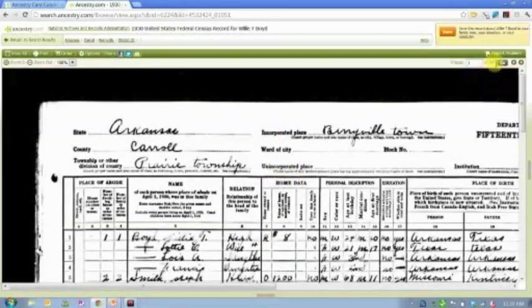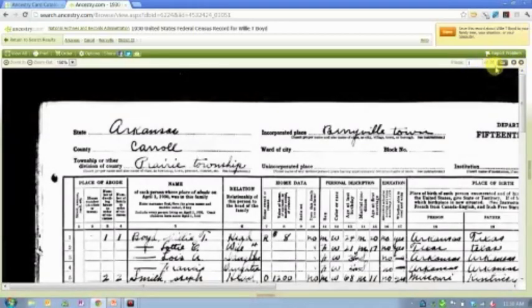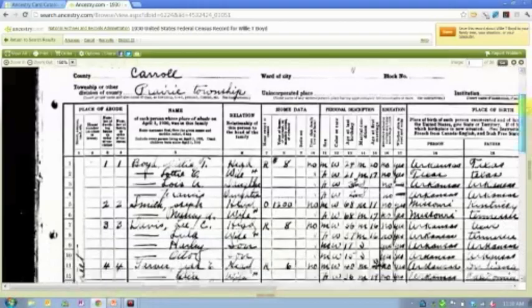go page by page using these little arrows here through, in this case, 26 images for that particular community, in order to see if you can find your family. And you can see here some of this writing is faded. It's pretty clean writing. I'm able to read it fairly easily, but you can see how things might get mistranscribed on occasion because of the way that it's written.